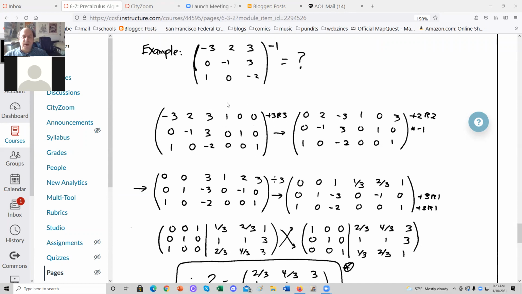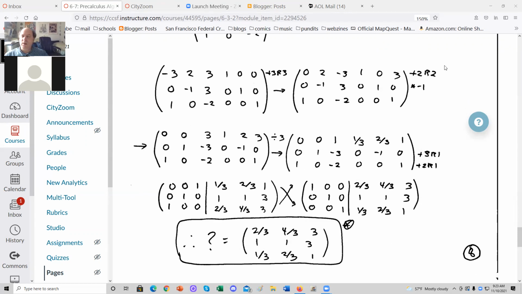Write it next to the 3 by 3 identity: 1, 0, 0, 0, 1, 0, 0, 0, 1. And I'm going to do a series of row operations to turn this into the identity. All right, so let's see. I'm going to pivot on this entry here, use it to cancel out this -3. So add 3 of row 3 to row 1.